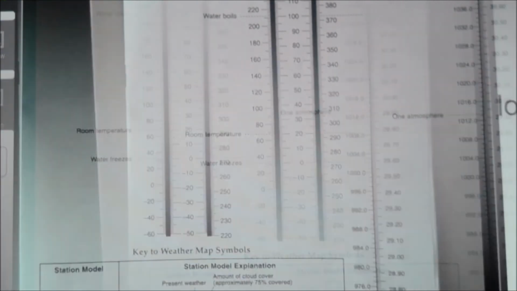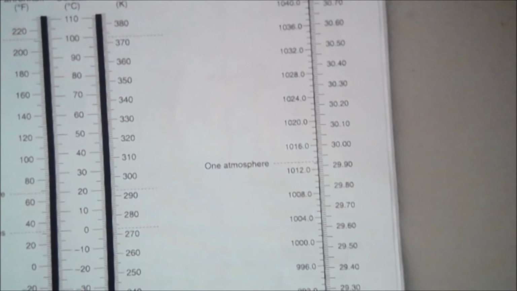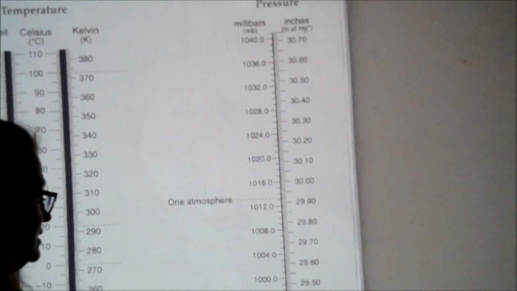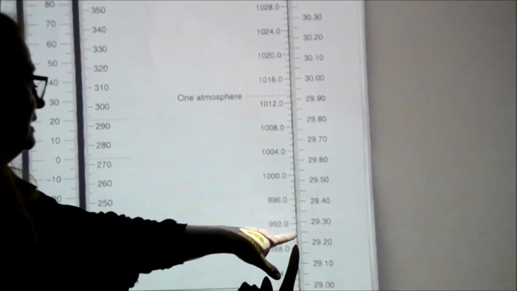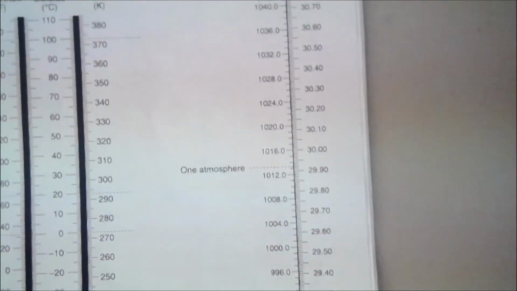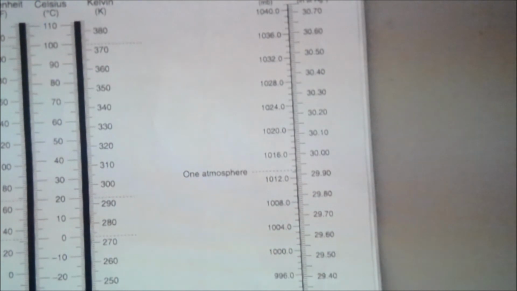Next, pressure. If I'm looking at pressure, we're talking about millibars or inches of mercury. Alright, so millibars, each is going up by 1. So 988, 989, 990, 991, 992. So millibars each going up by 1.